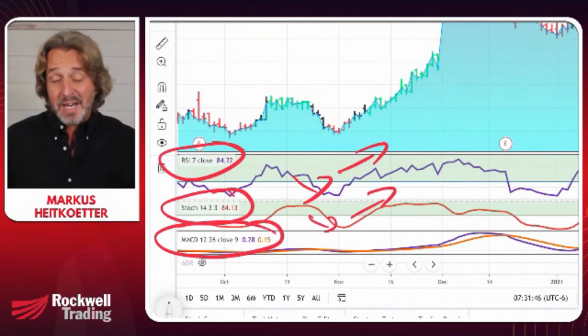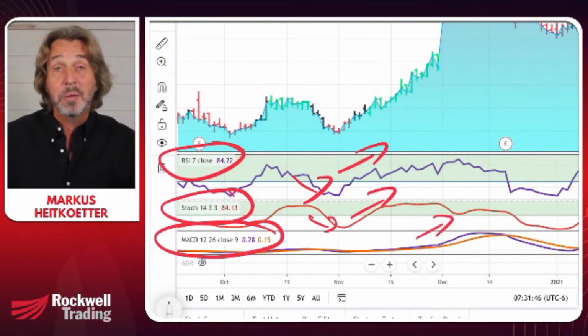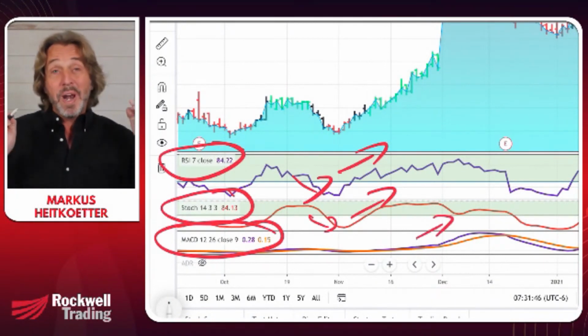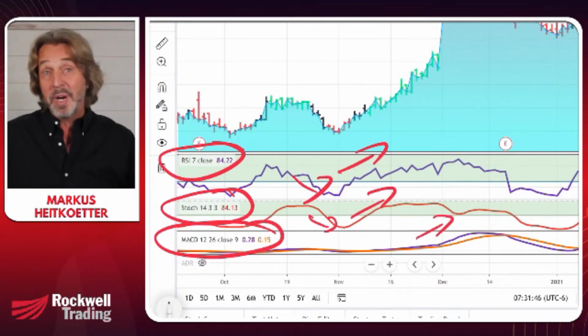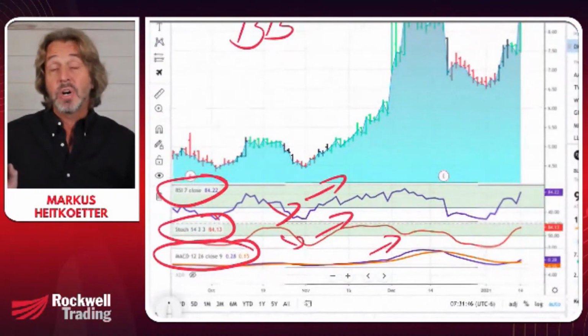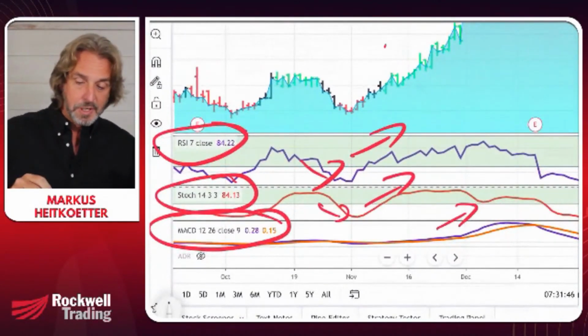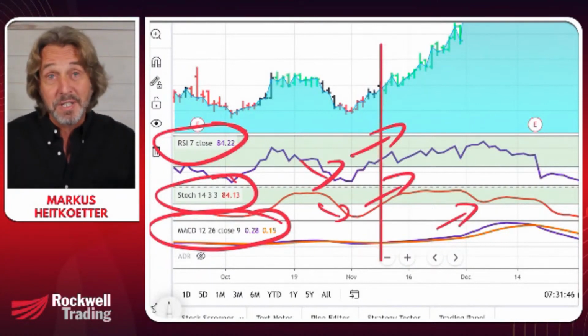And for the MACD, I want to see that the MACD is above its signal line. And here in my chart, it is the purple line above the orange line. So when all 3 are given, when all 3 criteria are true, this is when I start coloring my bars on the chart in green. So as an example, you see here, almost perfect as I'm drawing this line here.